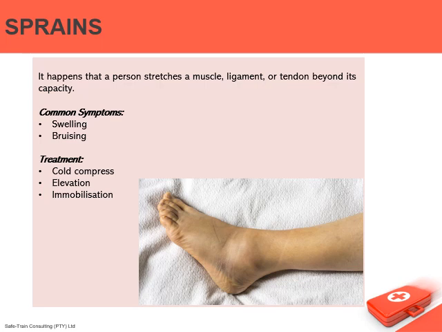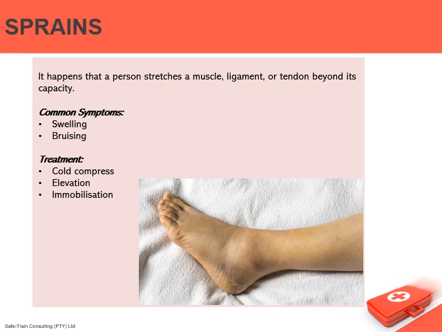Sprains. It happens that a person stretches a muscle, ligament, or tendon beyond its capacity. The tissue under the skin has been damaged, and internal bleeding exists. A closed wound occurs under the skin. This is called a sprain. Common symptoms. The following symptoms could be present. Swelling at the joint. Sprains occur when the ligaments surrounding a joint are pulled beyond their normal range. Sprains are often accompanied by bruising and swelling.